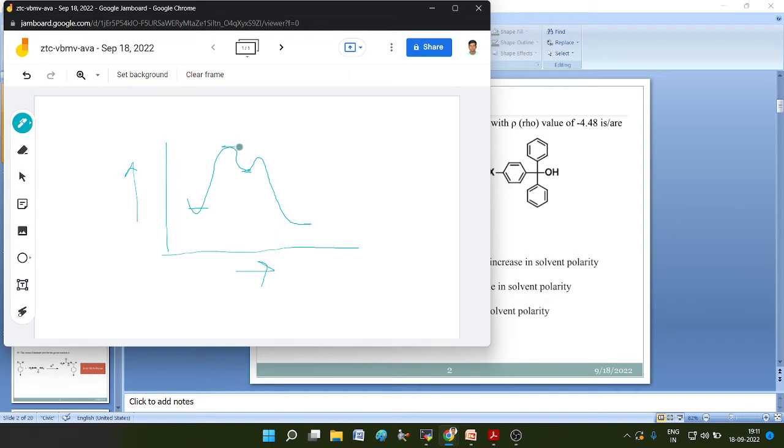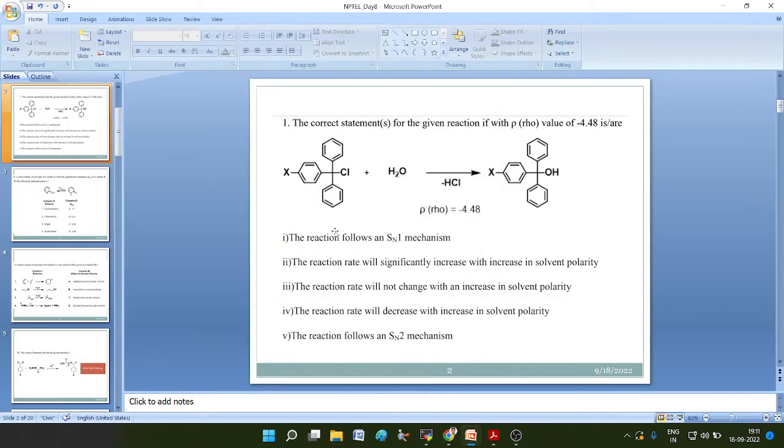Now, when you have a more polar solvent, basically it will reduce this step. The ground state will be less lowered, but the transition state will be lowered to a greater extent because those are charged species, polar species. So if you increase the solvent polarity, the intermediate and the transition state will be lowered in energy. Overall, there is a rate increase. That's why we say the reaction rate will significantly increase with an increase in solvent polarity.